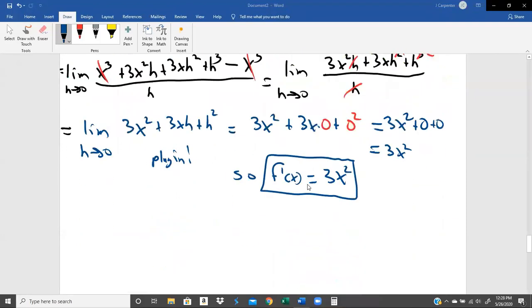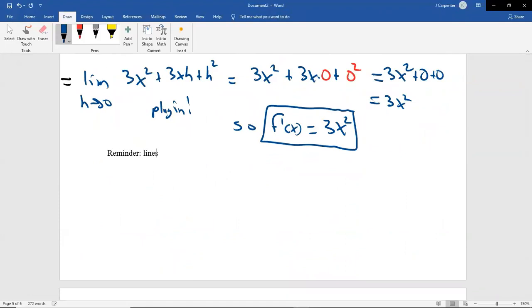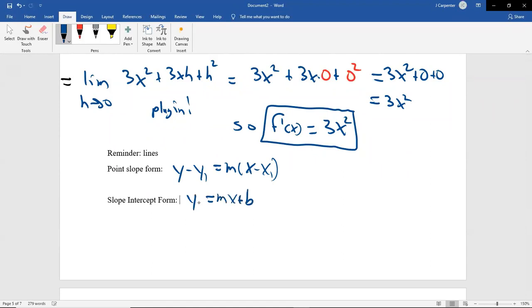All right. As a reminder, lines. Point slope form is y minus y1 equals m times x minus x1. I gave it to you last class. And slope intercept form is y equals mx plus b. If my Algebra 1 students can handle equations of lines, my calculus students better be able to as well.